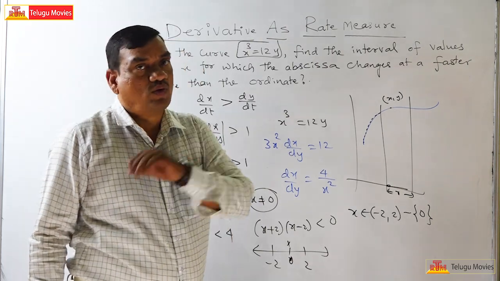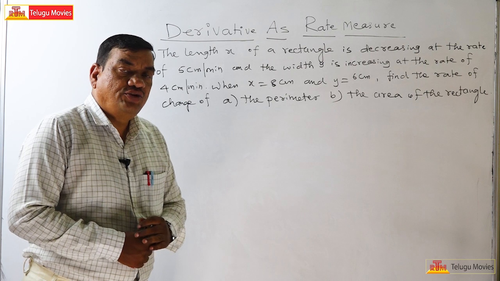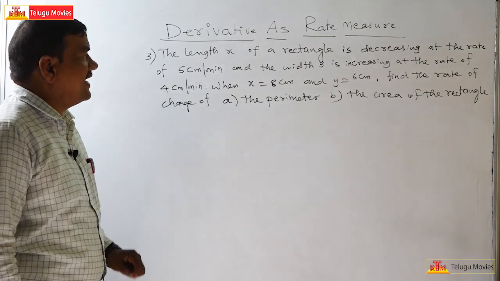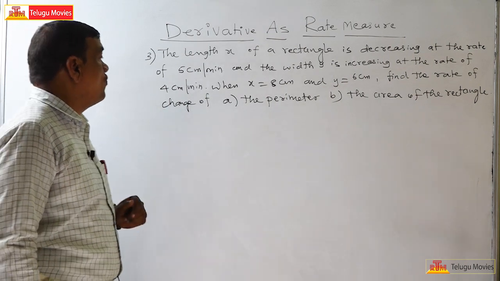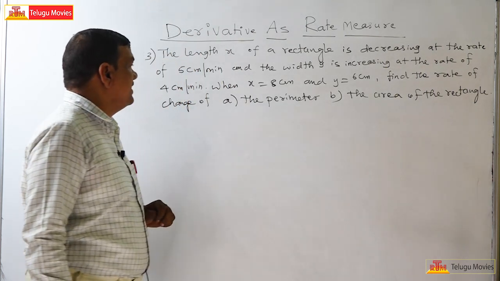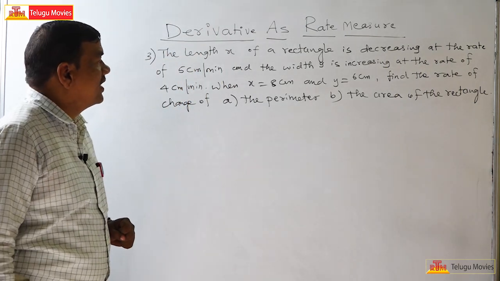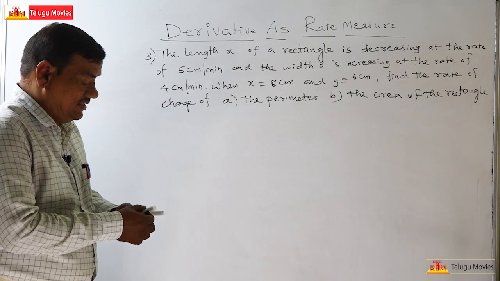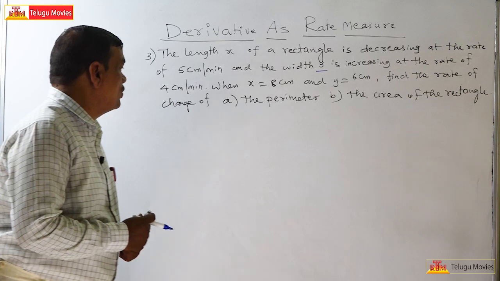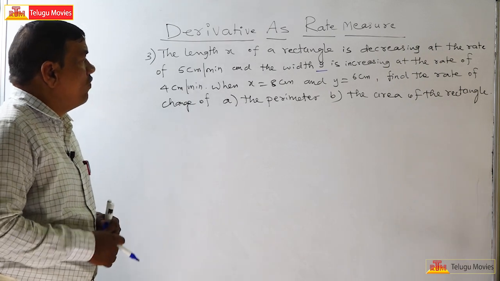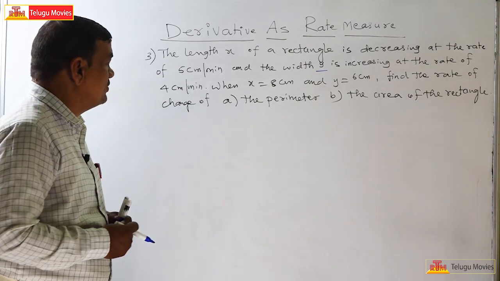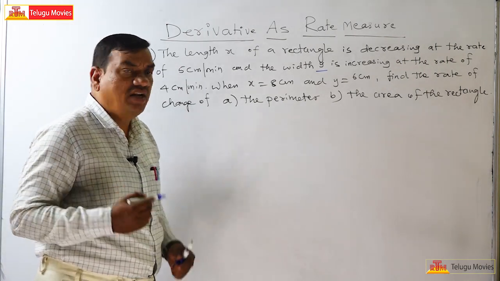Let us move to one more problem. Welcome to this problem. The length x of a rectangle is decreasing at the rate of 5 centimeters per minute, and the width y is increasing at the rate of 4 centimeters per minute. When x is equal to 8 centimeters and y is equal to 6 centimeters, find the rate of change of the perimeter and the area of the rectangle.